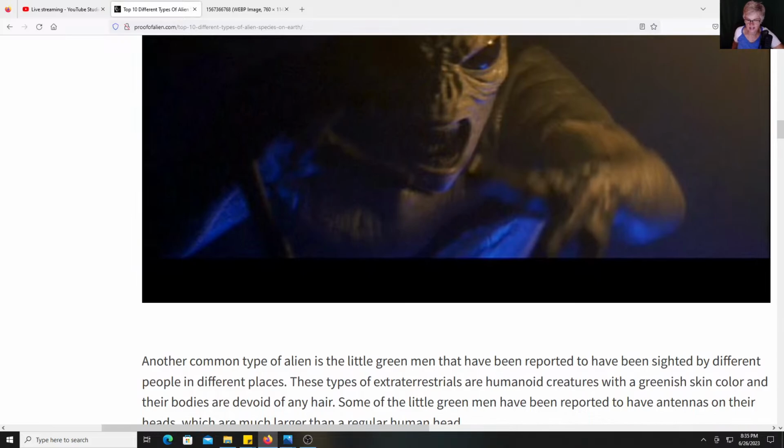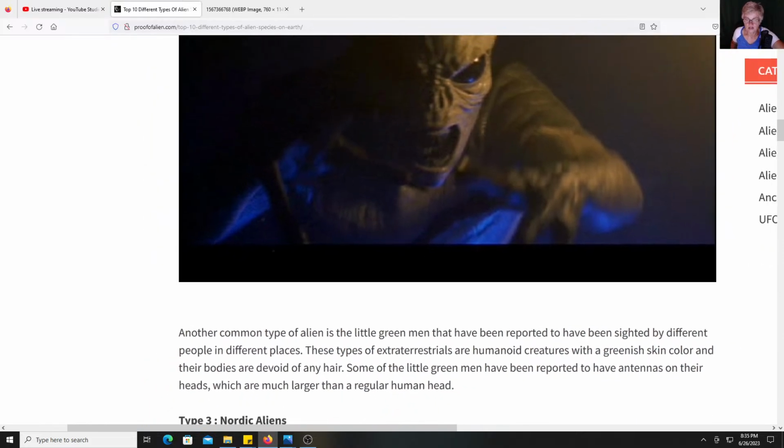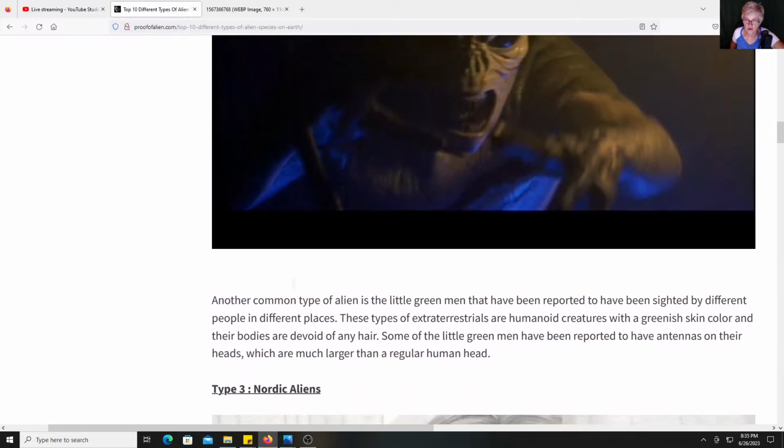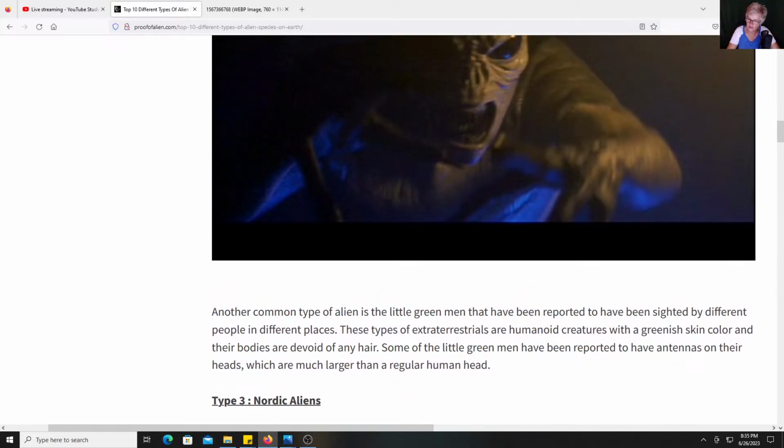Another common type of alien is the little green men that have been reported to have been sighted by different peoples in different places. These types of extraterrestrials are humanoid creatures with a greenish skin color, and their bodies are devoid of any hair. Some of the little green men have been reported to have antennas on their heads, which are much larger than a regular human head.